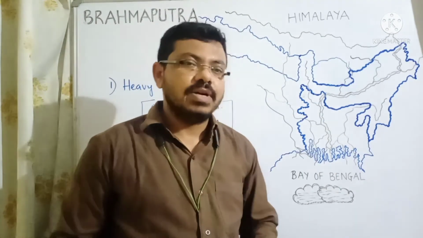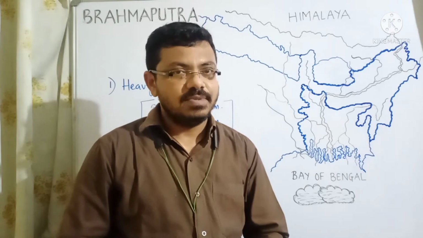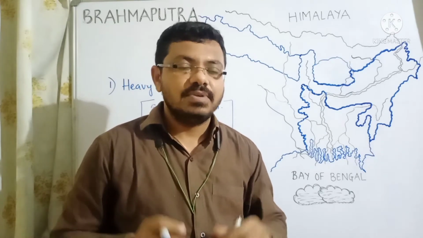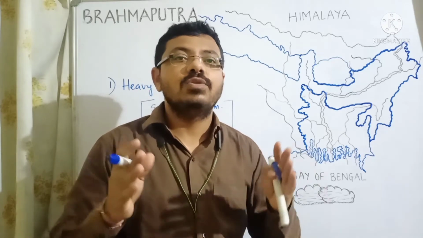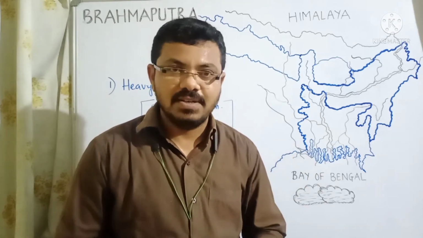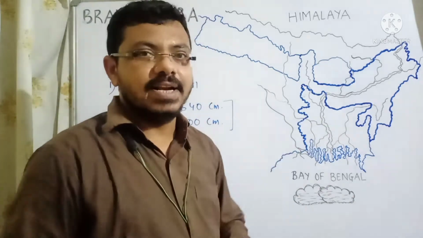monsoon stations located in the Meghalaya region, called Cherrapunji and Mawsynram. Cherrapunji and Mawsynram receive the highest amount of rainfall in the world. That is the wettest place, right? So you can think about how much rainfall this region is getting.